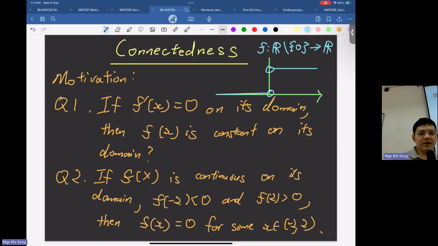Okay, and then what else? The intermediate value theorem also works on a closed bounded interval. And then, of course, uniform continuity. Yeah, so these actually rely on connectedness and compactness. We will see soon.